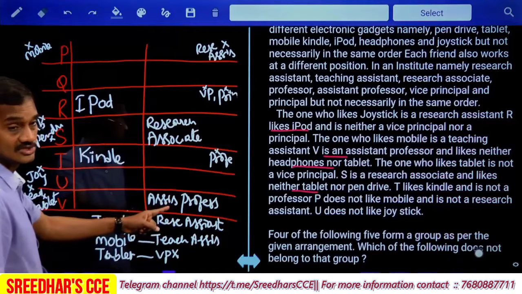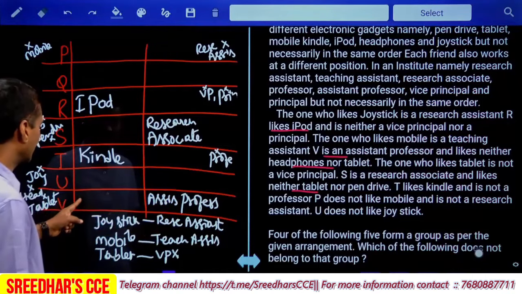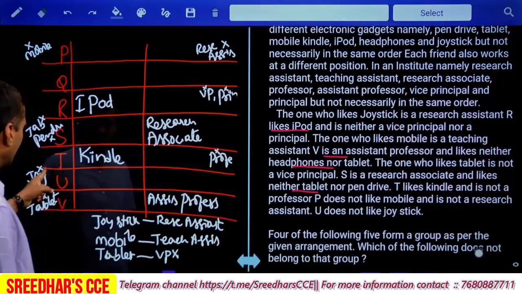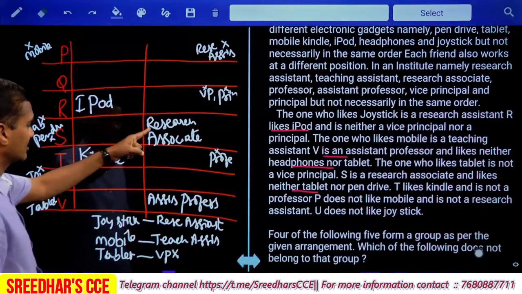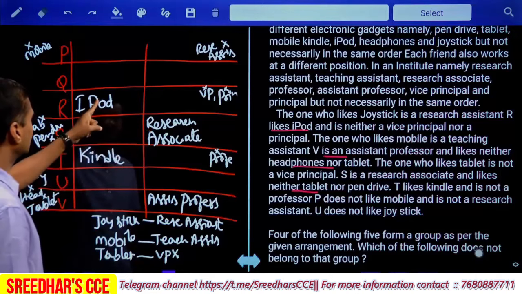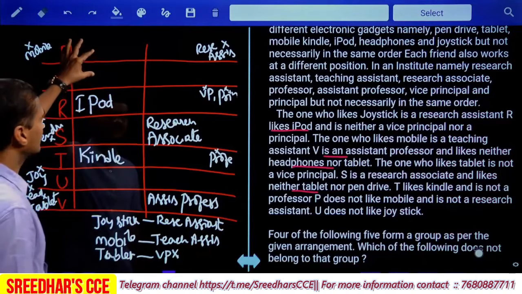But this person is an assistant professor, hence joystick cannot be here. Joystick cannot be here, clearly given. U is not joystick. Joystick cannot be here because assistant cannot be here. Joystick cannot be here. And for joystick, there are two possibilities.